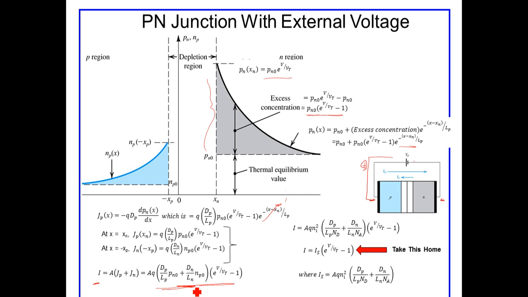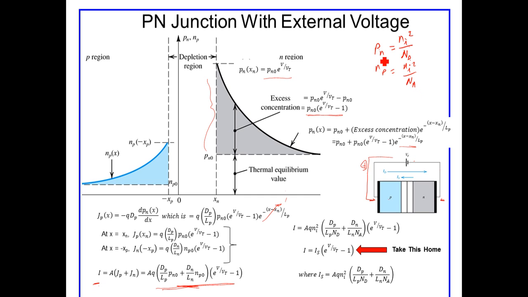Now we can clean this expression up just a little bit by recalling that in a doped semiconductor, p_n, the minority carrier concentration, the concentration of holes in an n-doped semiconductor, is approximately equal to n_i squared over N_d, where N_d is the doping concentration of the donors, or the n-type doping. And similarly, n_p is approximately equal to n_i squared over N_a, where N_a is the doping concentration of the acceptors, or the p-type region.